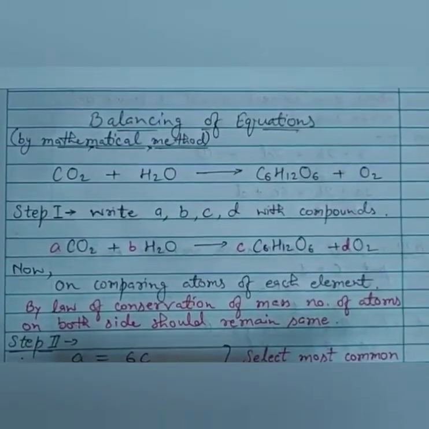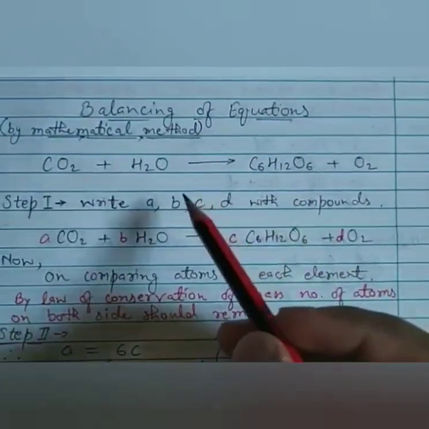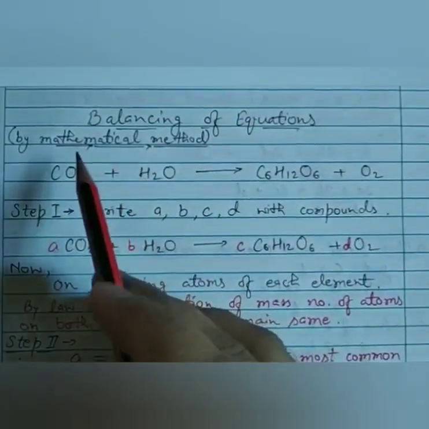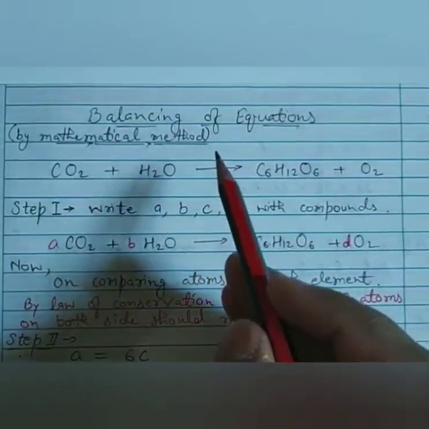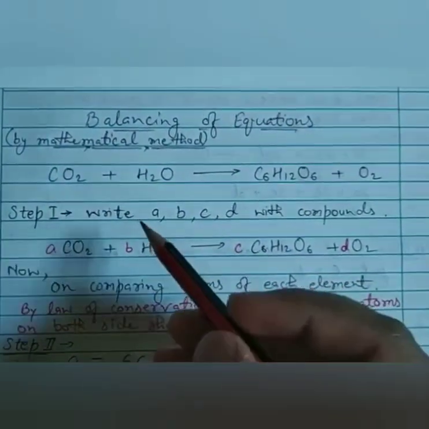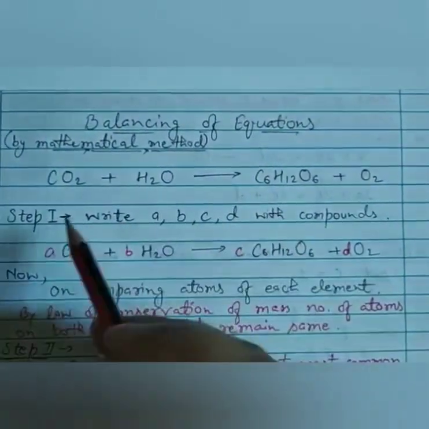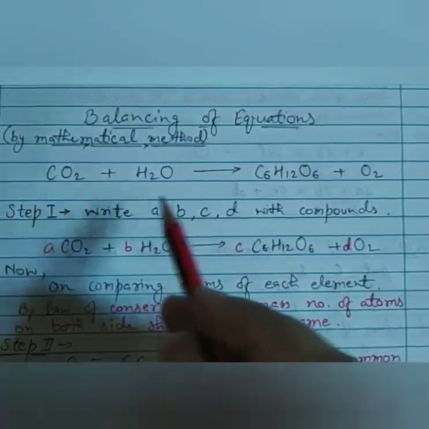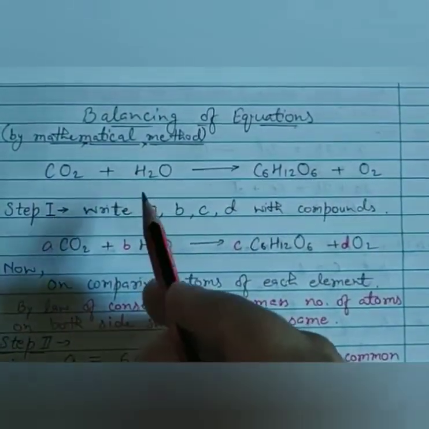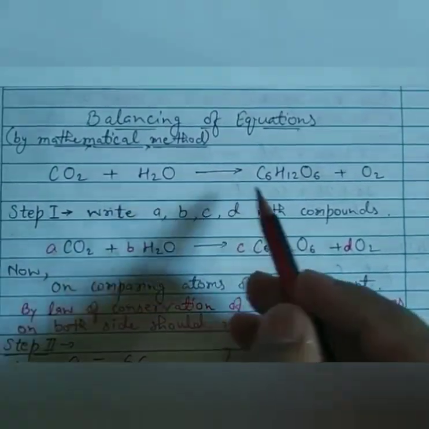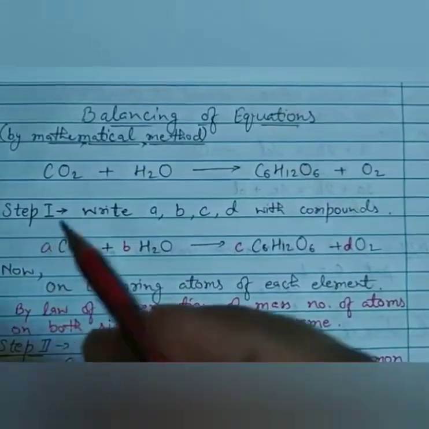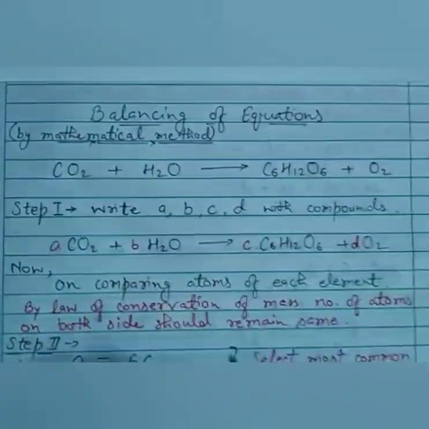Today we are going to study the balancing of equations with another method, that is the mathematical method. I will teach you how you can use some maths to balance any chemical equation. Earlier I explained this same photosynthesis reaction, balancing it by hit and trial method last time. Let's try it by the mathematical method. There are some steps. I have broken down this method into some steps.